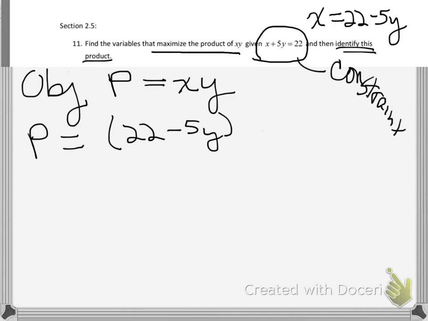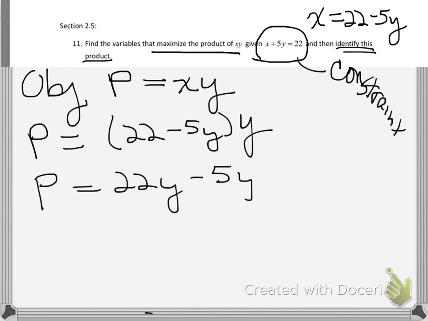Let me just fix this again. Okay, this is y. All right, my first step is going to be to distribute this. So let me just distribute. My pen is misbehaving here. Okay, so p equals 22y minus 5y squared. Okay, so that's good. So let's get p prime. P prime equals 22 minus 10y.